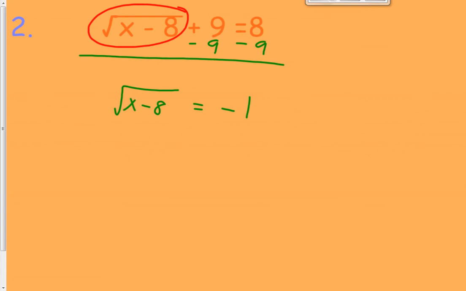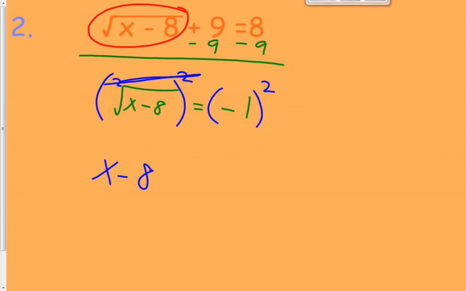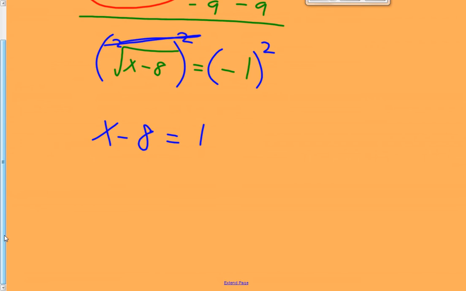Now I want to get x minus 8 all by itself, so I've got to get rid of the square root. The opposite of square rooting something is squaring it. So there's our inverse operation, and now our square root cancels with our square, and we just get x minus 8. What you do to the left, you must also do to the right. So I square the right side. A negative 1 times a negative 1 is a positive 1. All right, finishing this one up, I add 8 to both sides, so I get x equals 9.